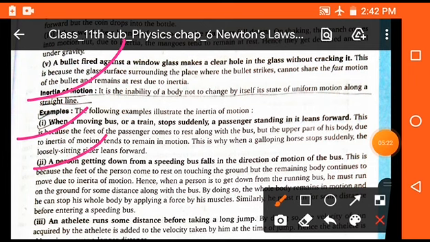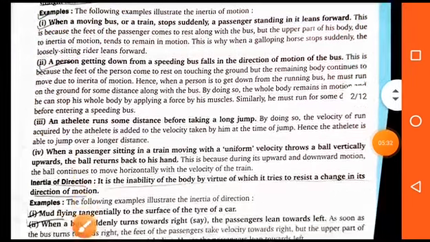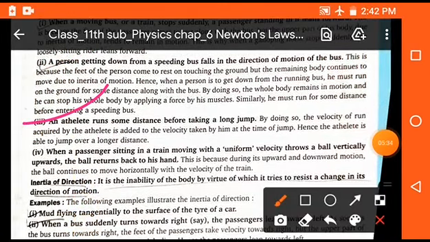Second one is a person getting down from a speeding bus falls in the direction of motion of the bus. Now, an athlete runs some distance before taking a long jump. So these are examples of inertia of motion.